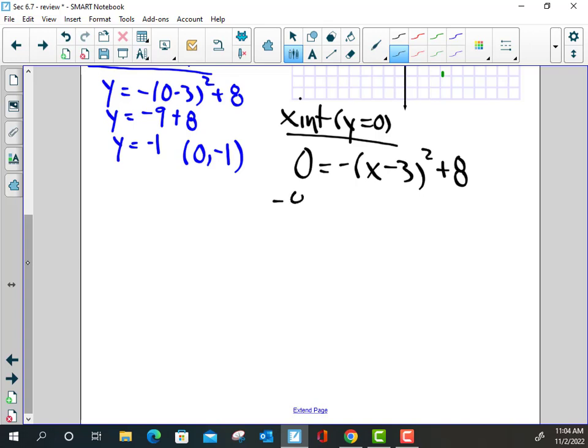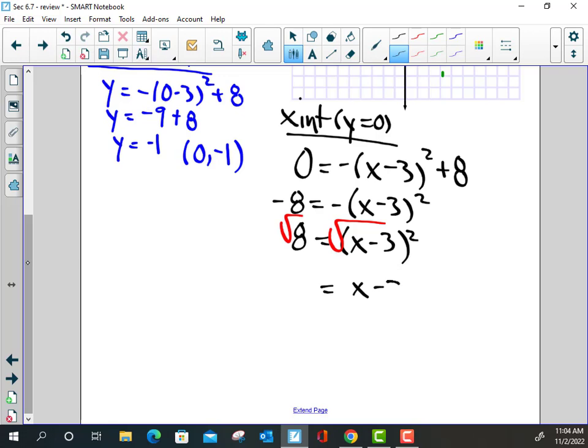So I'm going to subtract 8 from both sides. And then I'm going to divide both sides by negative 1 to get this to be a positive. And then I'm going to square root both sides. The square root will undo the squared term. It'll free up my x minus 3. And I'm keeping in mind that the square root of 8 has both a positive and a negative value. And then lastly, I'm going to add 3 to both sides. And I have my values of x. So it's going to look something like this: x equals 3 plus or minus root 8.